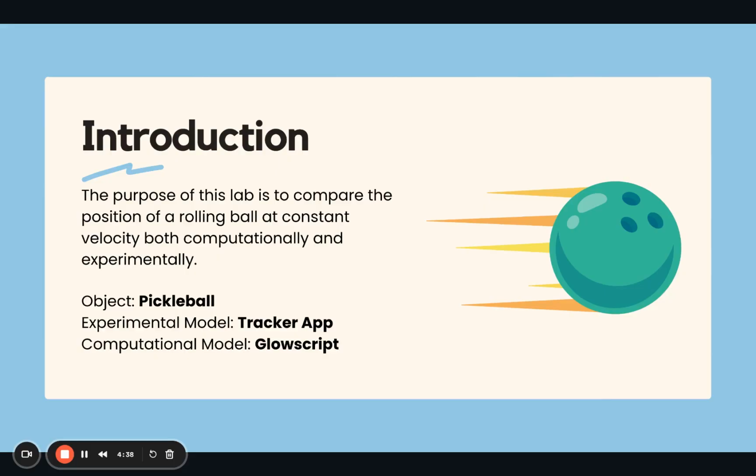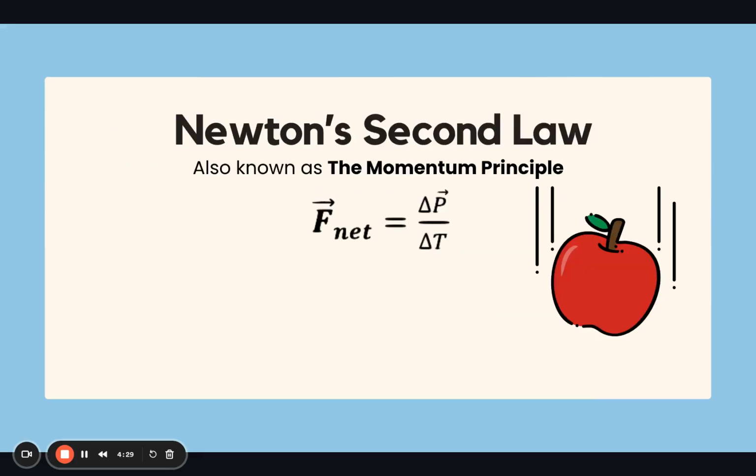For this experiment, I chose my object to be a rolling pickleball. For my experimental data, I used the Tracker app, and for my computational data, I used the app GlowScript.